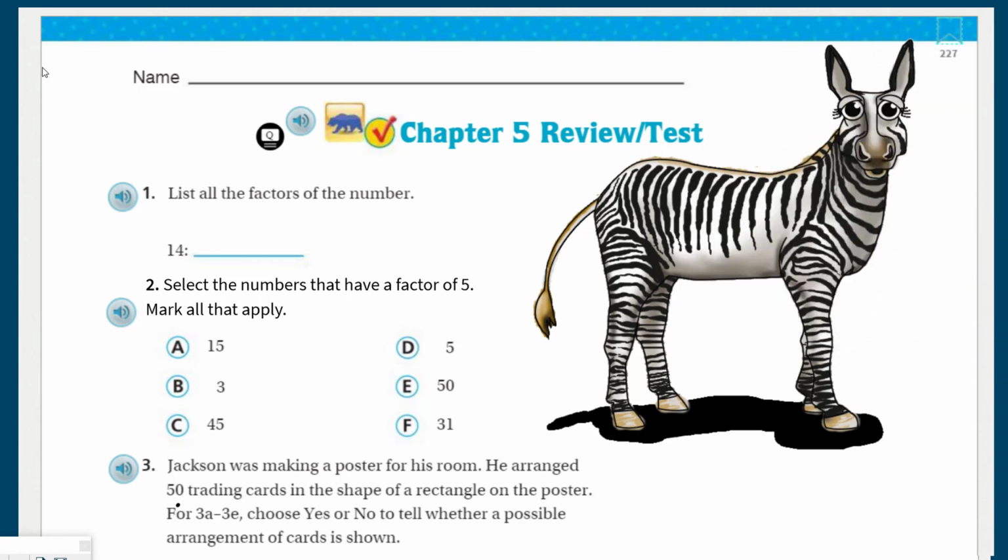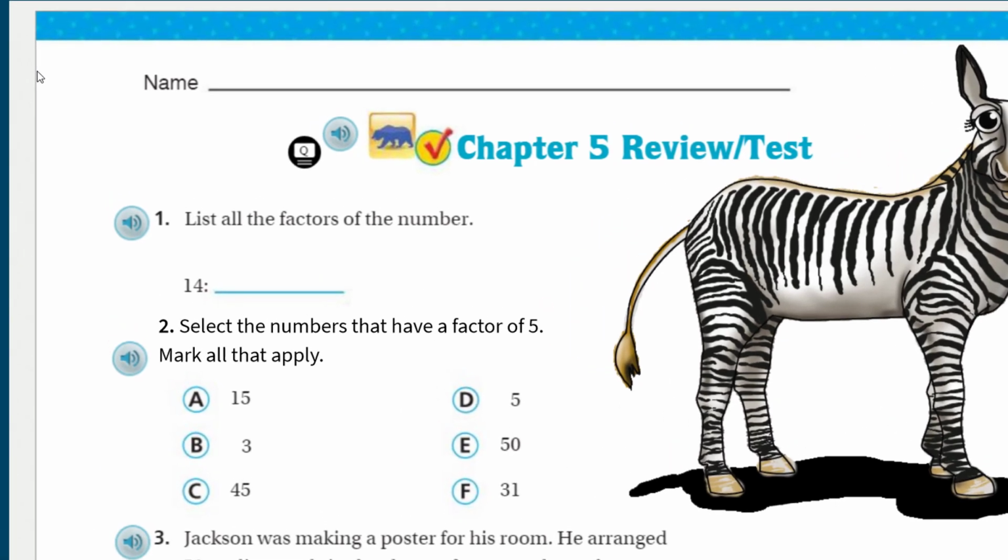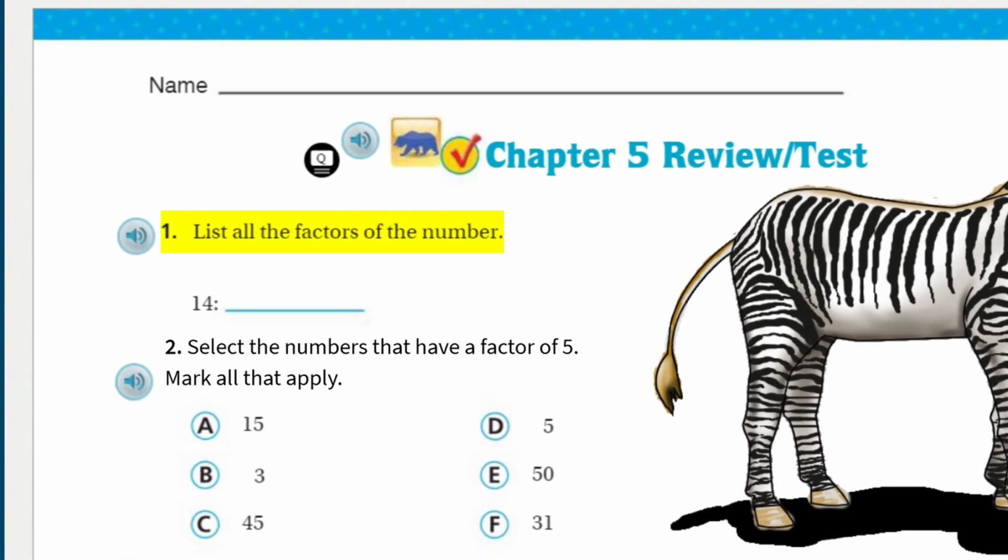That's right. We are doing Chapter 5 review for the test. Scary. No, it's just we're reviewing stuff that we've already done. This was a short chapter, if you recall. There was only 6 lessons. So let's go ahead and get started. Number 1. It says list all the factors of the number. And you can see our number there is 14.